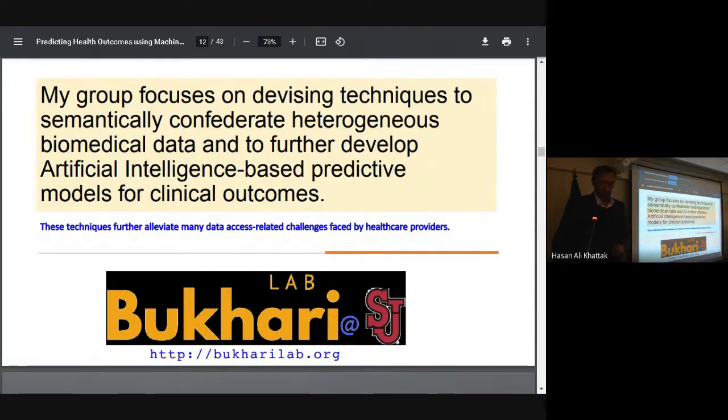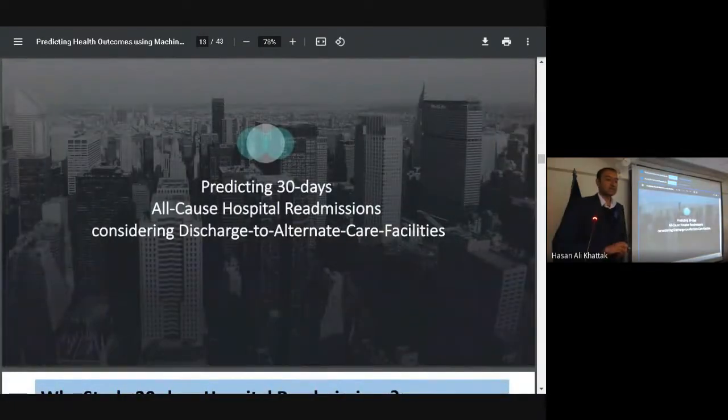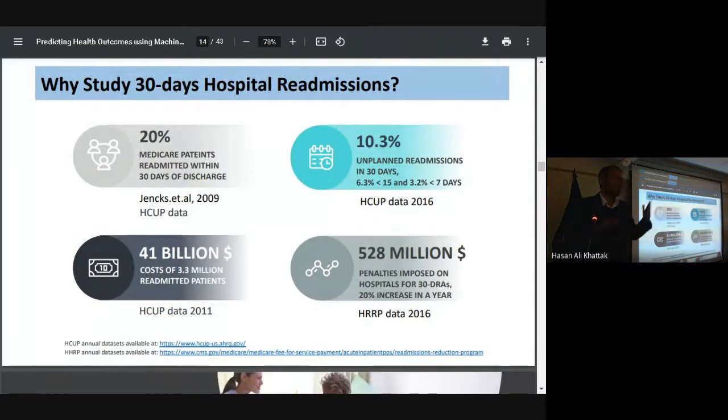All right. With that, now I will start with the first use case that I mentioned at the beginning: predicting 30 days all-cause hospital readmission considering discharge to alternate care facilities. Now, why do we need to predict 30 days all-cause hospital readmission? In the earlier slides, I mentioned some parameters, and here are some more in this slide. Around 20% of Medicare patients are readmitted within 30 days of discharge.